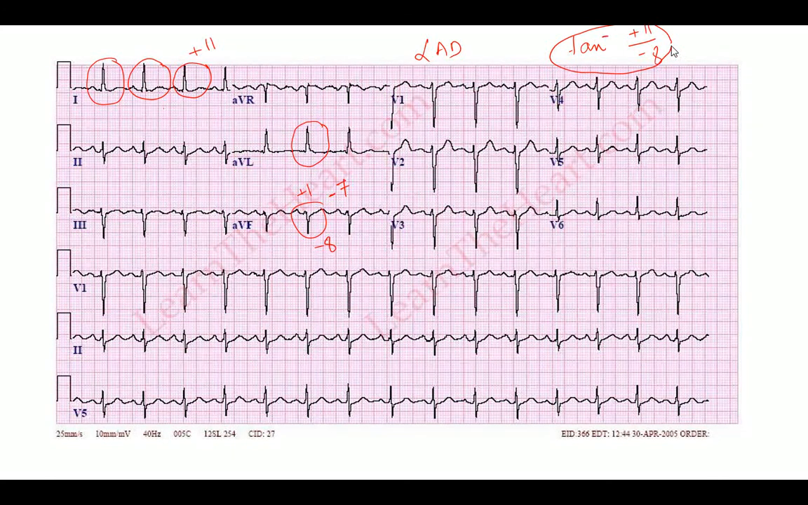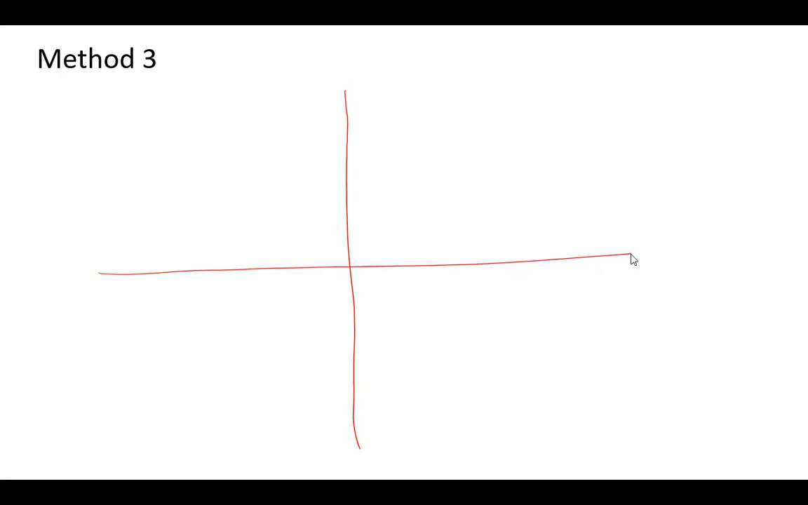Now the last method by which we can calculate cardiac axis is the exact physiological method, that is very accurate also. So again you have to draw x and y axis in this way. This is basically lead 1, and also you have to draw lead 2, which is oriented at 60 degree. Also extend lead 2 in the backward direction, right?